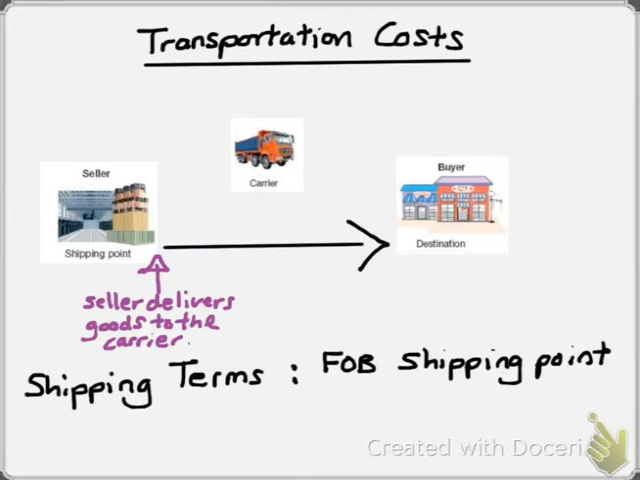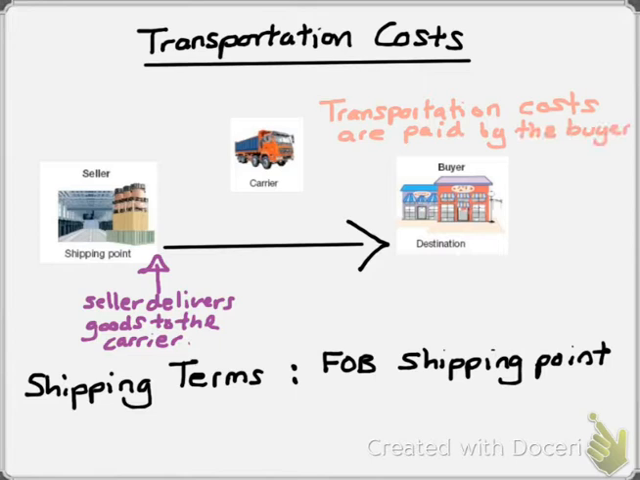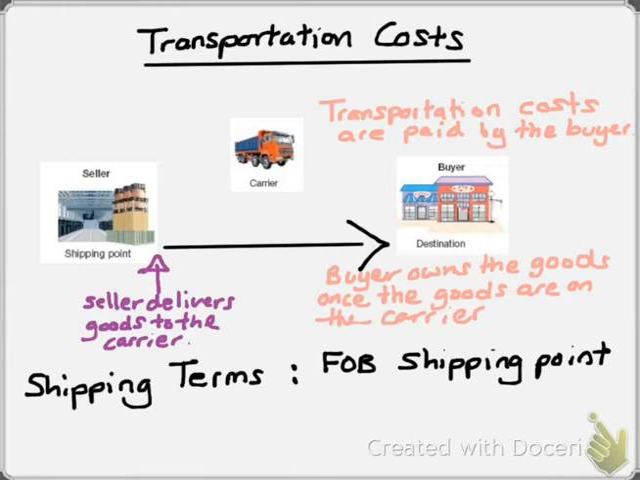The buyer is responsible for paying the shipping costs. Transportation costs are paid by the buyer. Also, the buyer owns the goods the minute they're placed on the truck or the carrier. If the goods are destroyed while they're in transit, the buyer bears the risk of loss. So the buyer already owns the goods, so if the goods are destroyed during shipment, the buyer bears the cost.